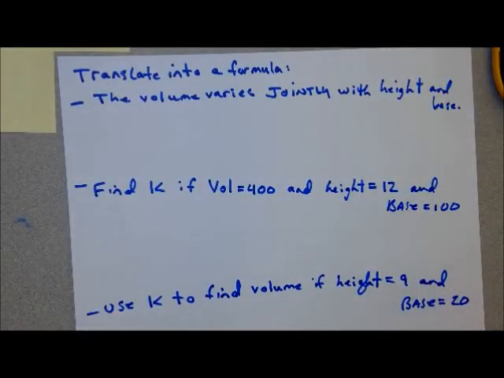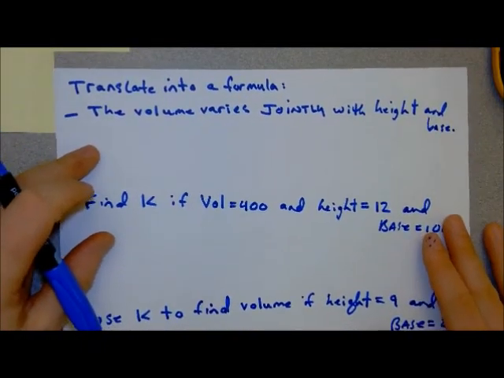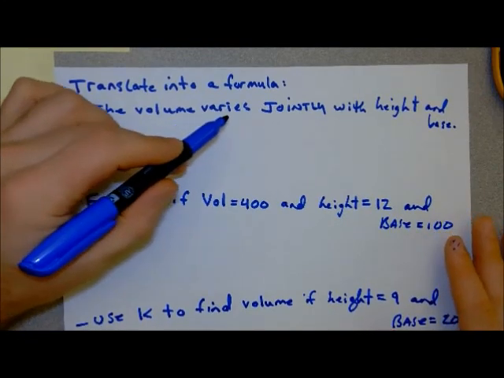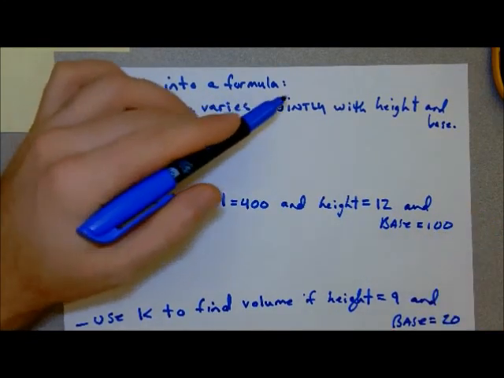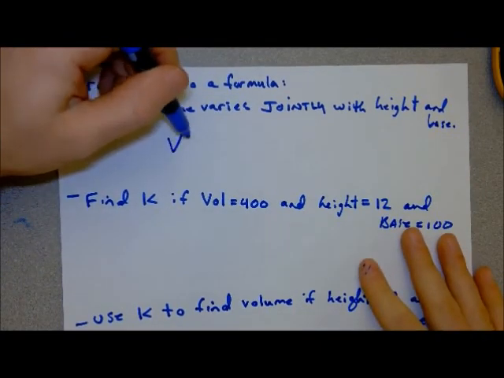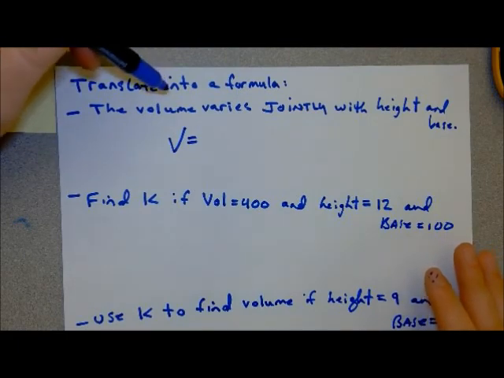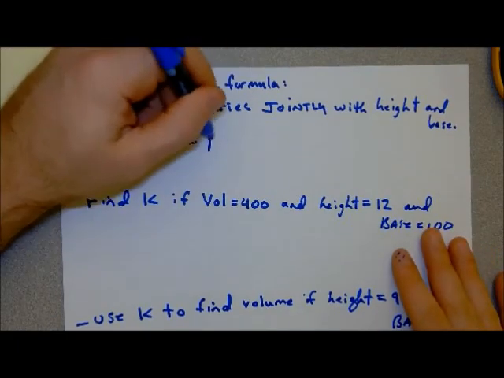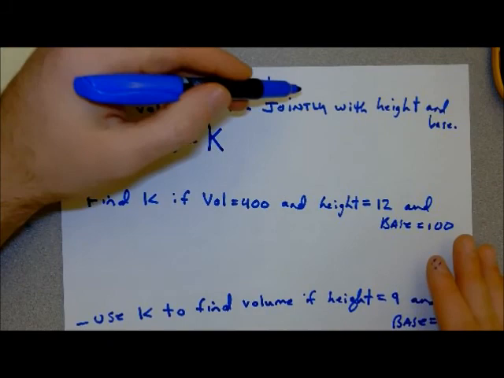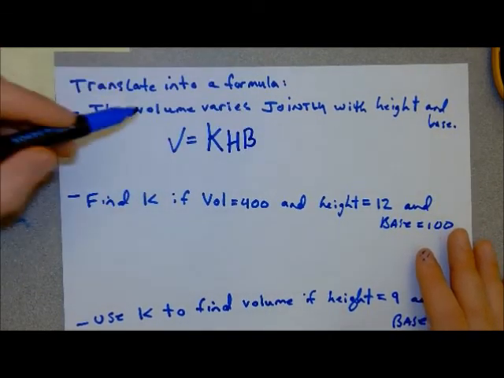For number 6, it's a 3-part question. The first part says to translate this into a formula, and it says the volume varies jointly with height and base. So we want to use letters that make sense. Volume would be V equals, and you need to know the pattern or the blueprint for joint variation. It would be K something something, the something something in this case being H and B.